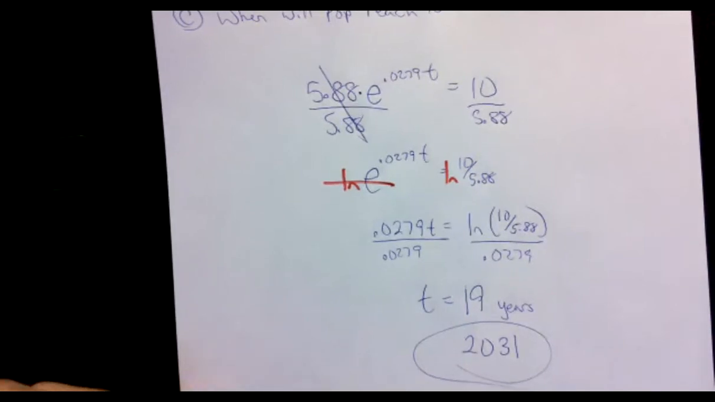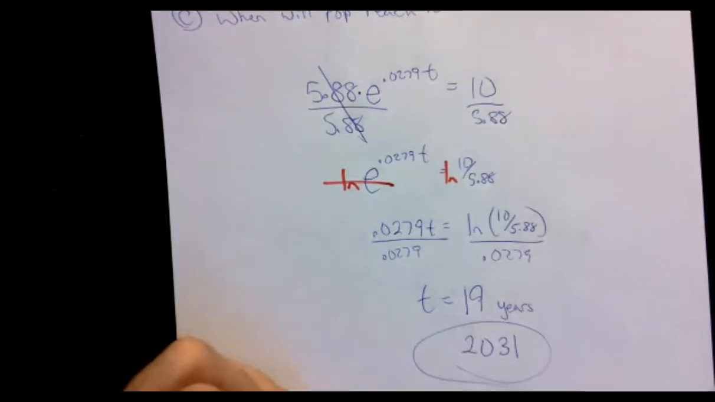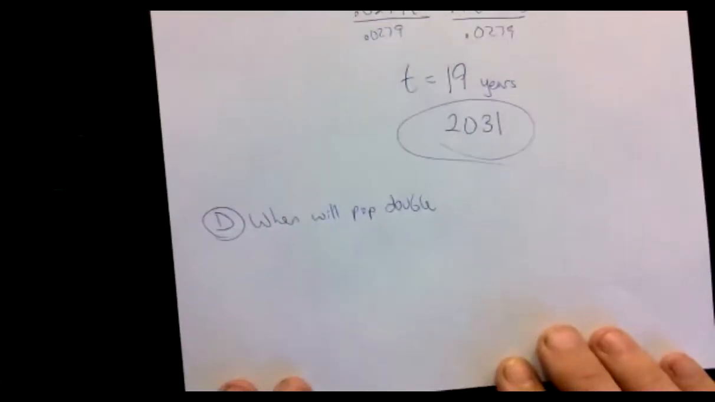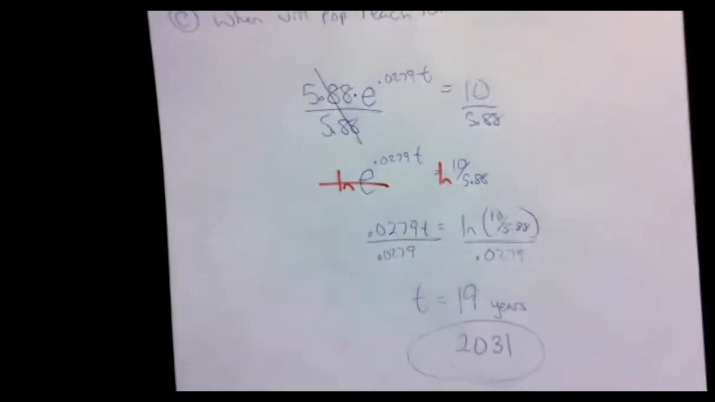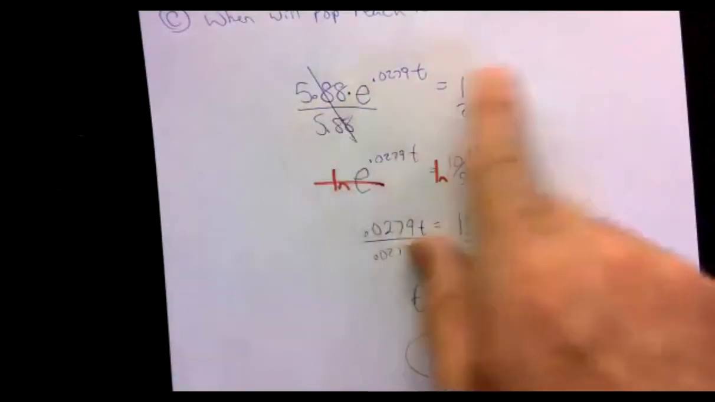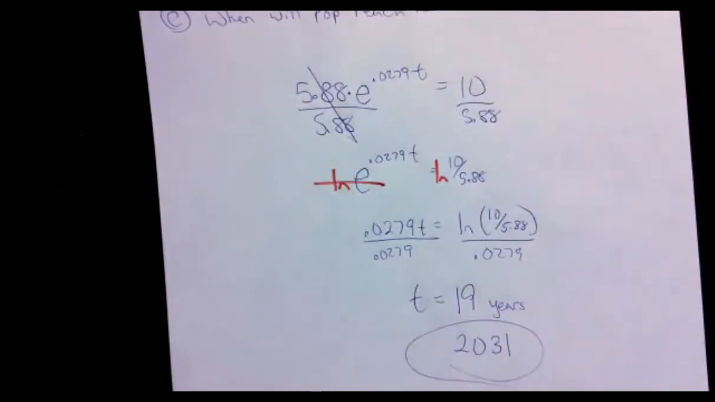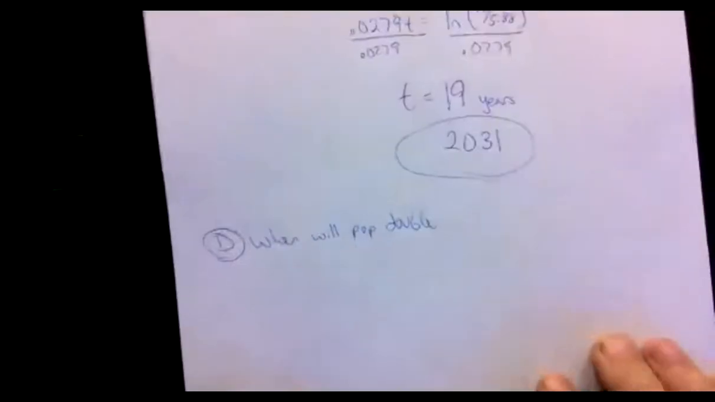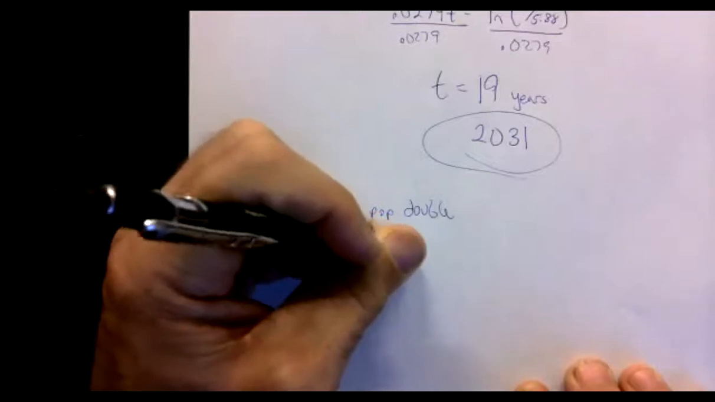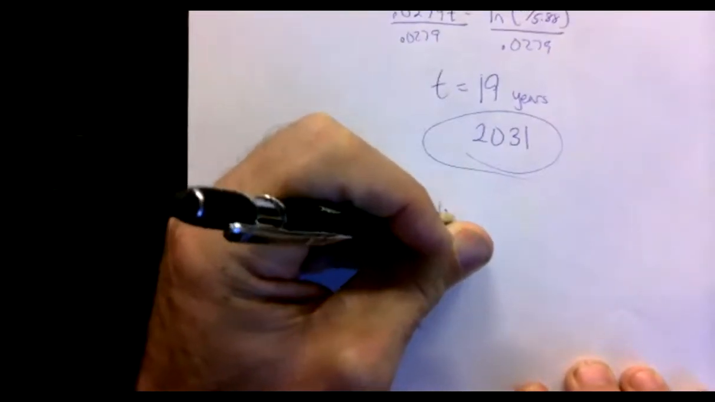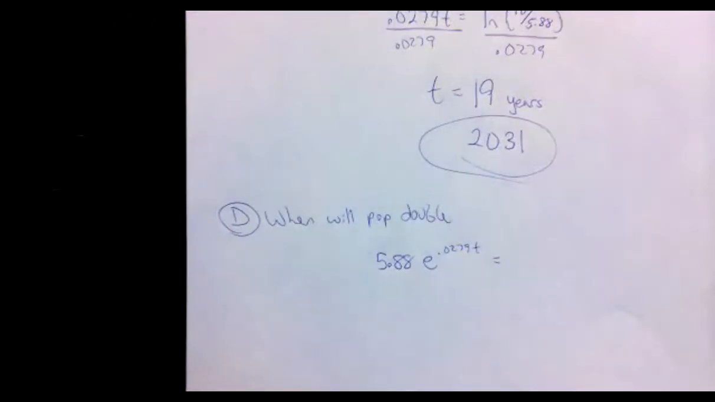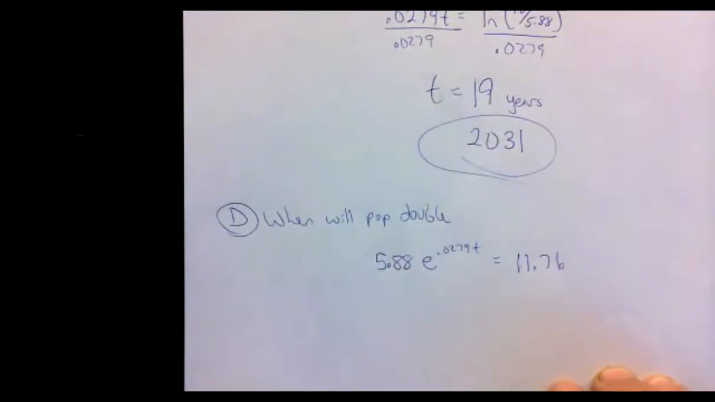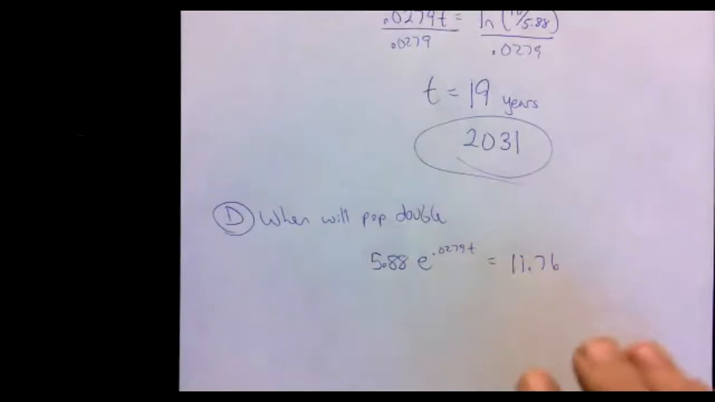Part D said, when will the population double? This is basically the same problem here. We're just not waiting for 10. We just want to double that initial population, but it's basically going to be this exact same problem, just with a different number here. So if we double our population, we take that 5.88 times 2, that would be 11.76. So again, we're just solving for when the population is going to double.